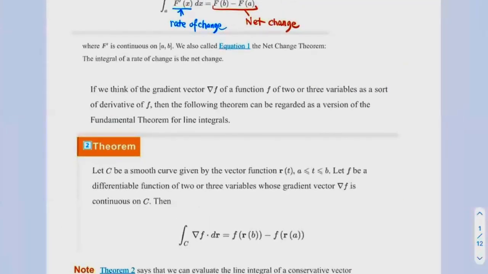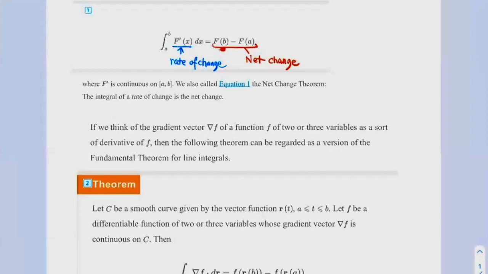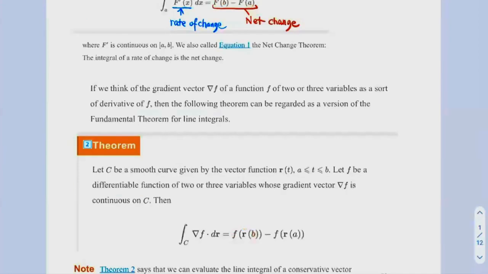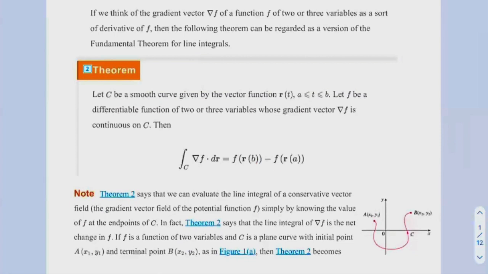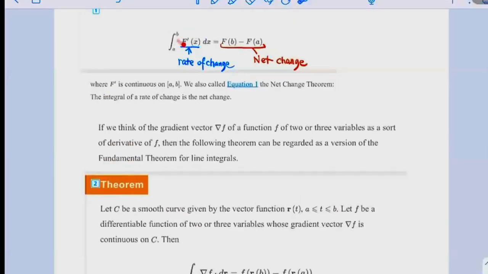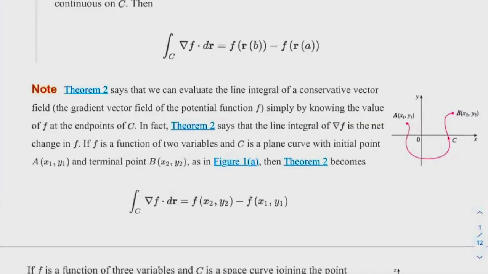You're looking at this, right? This is the end function value, subtract the beginning function value. This is the function value at the end of the curve, okay? And then subtract the function value at the beginning of the curve, like this. So this plays the role like this, okay? Note that we can evaluate the line integral of a conservative vector field.